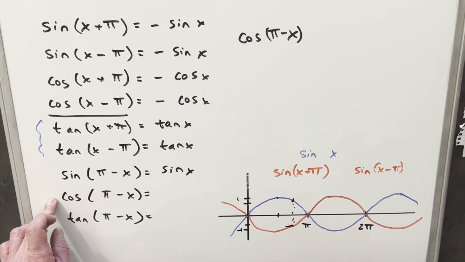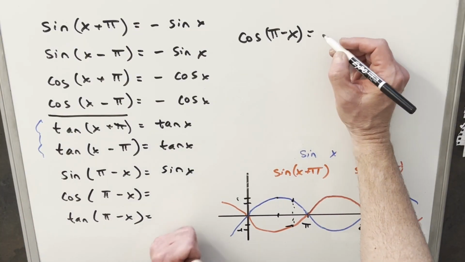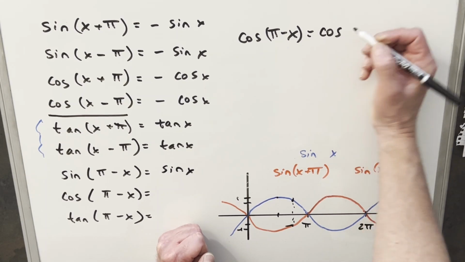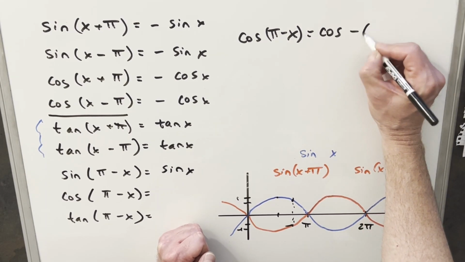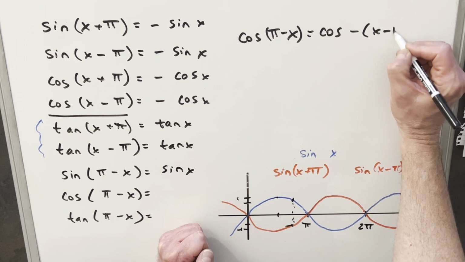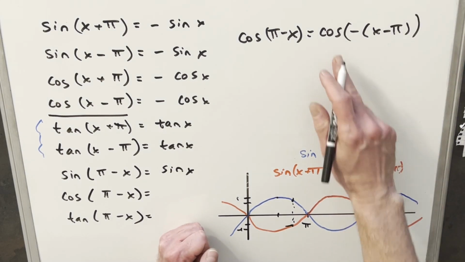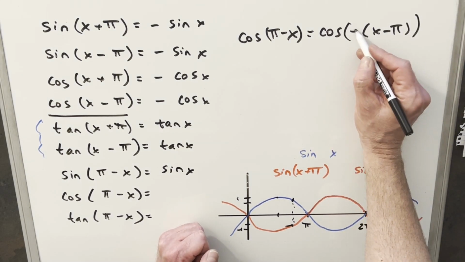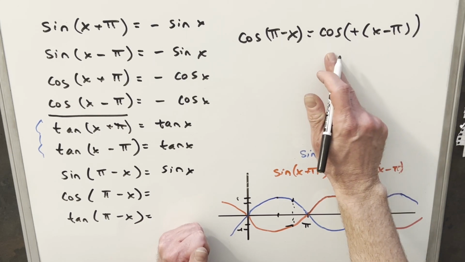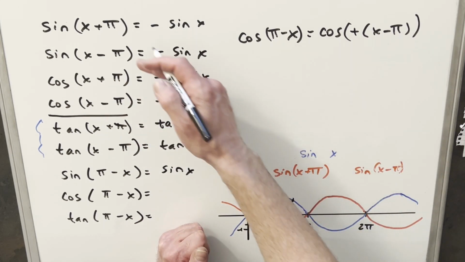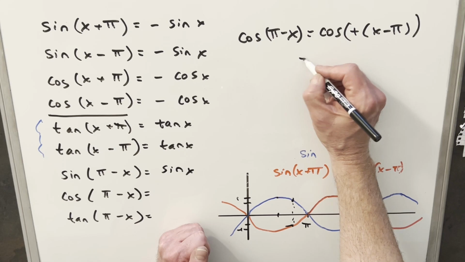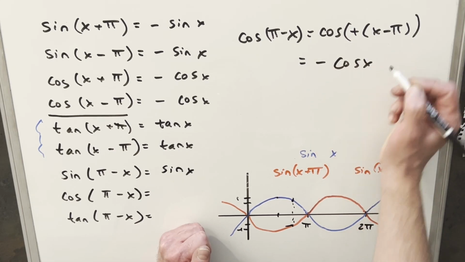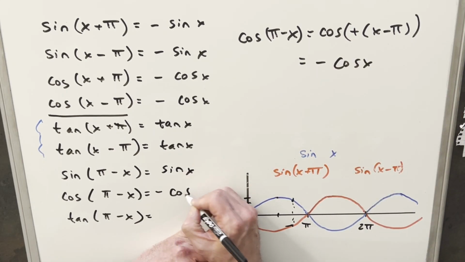Okay, next we want to find cosine pi minus x. I'll do really the same thing here, and what I can do, just rewriting it, we'll bring the minus out of it and change the order, write it as minus x minus pi. But now cosine's an even function, so this minus sign just goes away. And now we're just looking at this cosine x minus pi, which we already have a formula for, which is minus cosine of x.